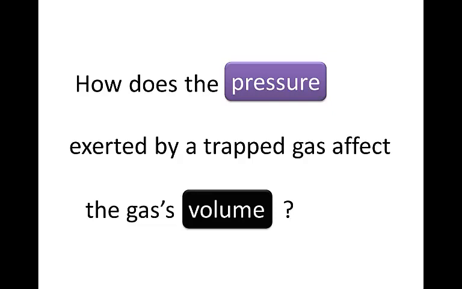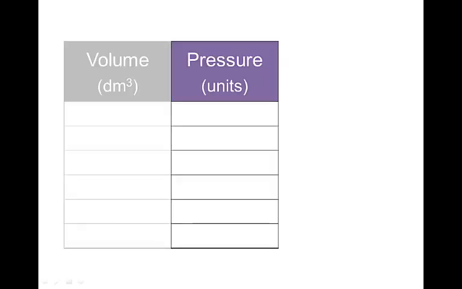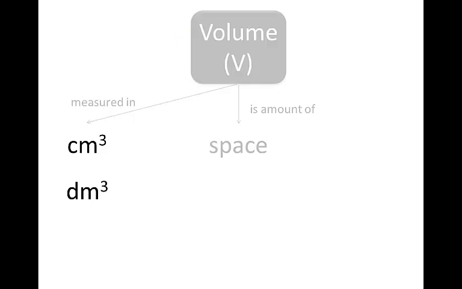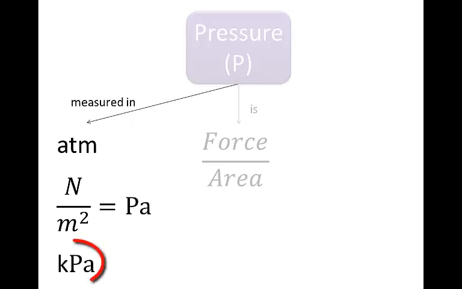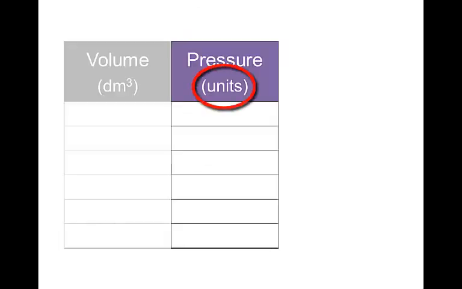So let's look at some ideal data. We have volume and we have pressure. Now, volume is measured in various units. One of them is decimeters cubed. Pressure is also measured in various units. We get kilopascals, atmospheres, pascals, and so on. But to be simple, so that we can see the patterns nicely in our data, for now, we're just going to use a simple unit called units.